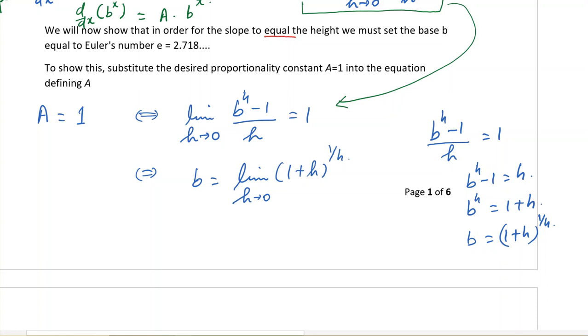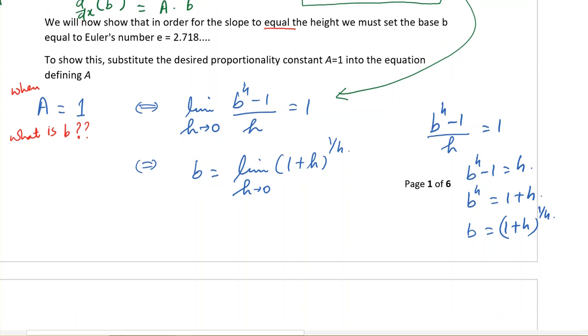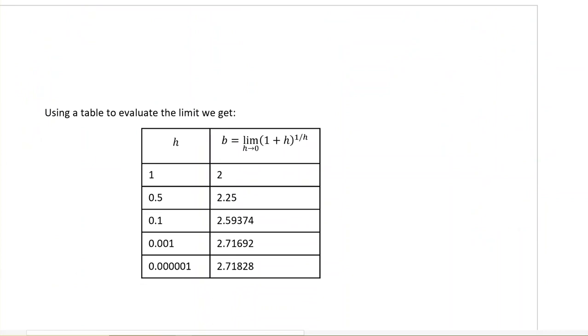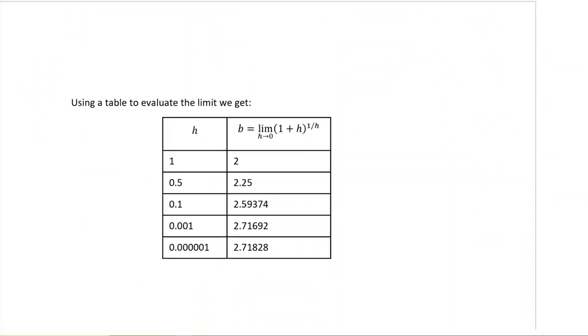So when a is equal to 1, this is what we were trying to figure out. When a is equal to 1, what is b? In order to figure out b, we need to figure out this whole limit. So for that, we will figure out the table. I'm using some values which are closer and closer to 0.